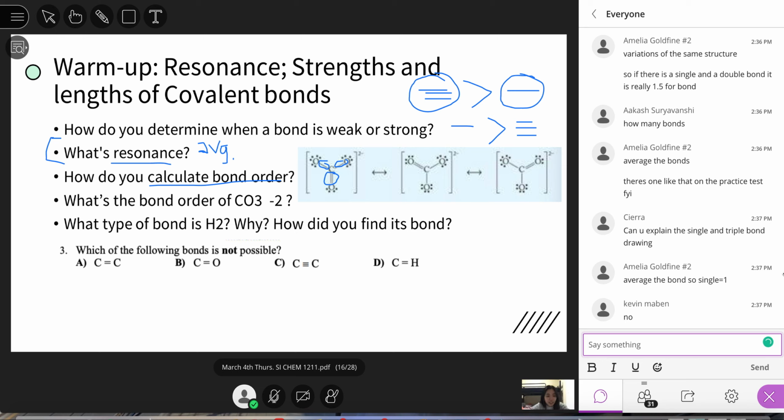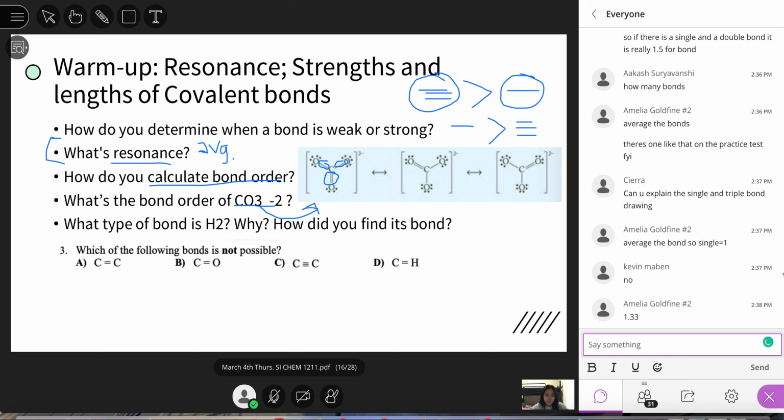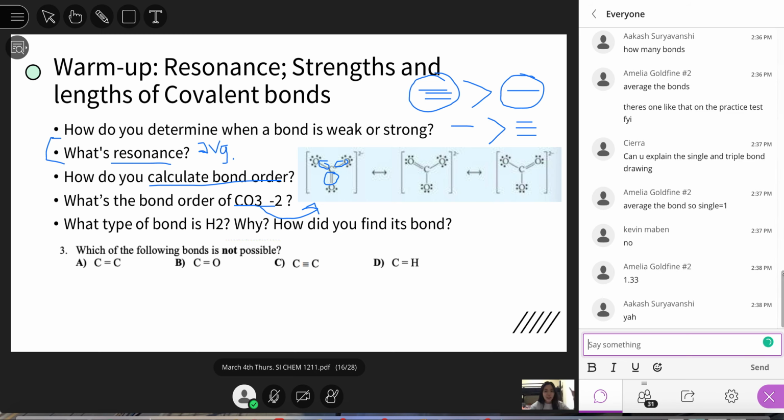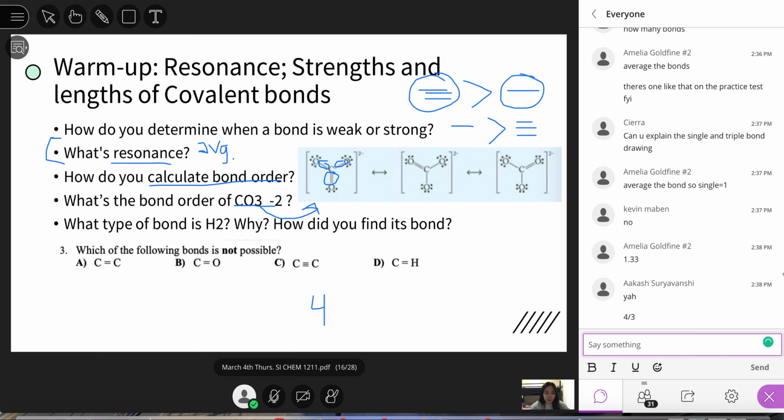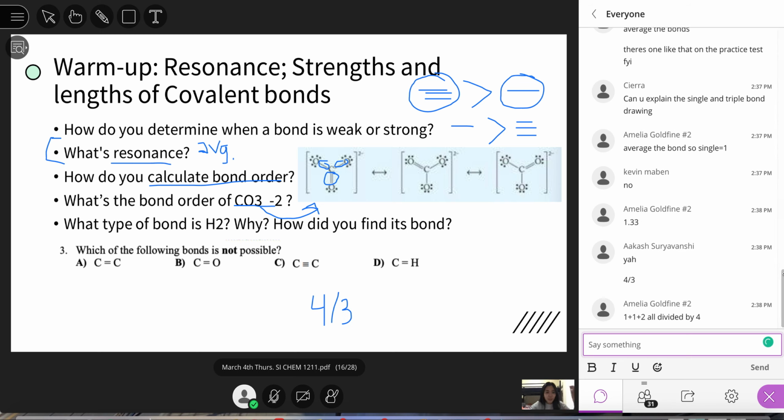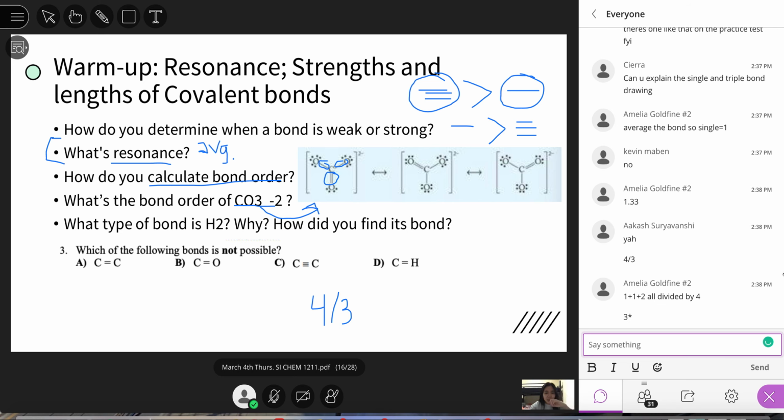So what's the bond order of CO3 2 negative? 1, 2, 3, 4. What's the bond order? 1.33. Okay, do we agree with that? And how did you get that? Yep, it's 4 divided by 3, because we have 1, 2, 3, 4 bond pairs divided by all the oxygens, which is 3. So that's going to be 1.333.